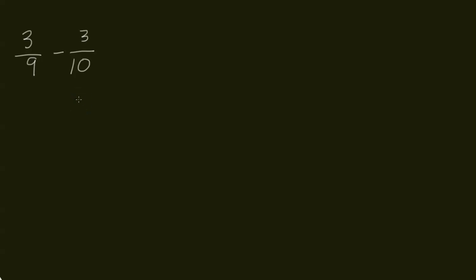Okay, so today we're going to be subtracting fractions. In order to subtract fractions, we must have a common denominator. The easiest way to get a common denominator is to multiply both denominators and get a number that both of them can go into. So here we have denominators of 9 and 10. So if we multiply 9 times 10, that would give me 90.